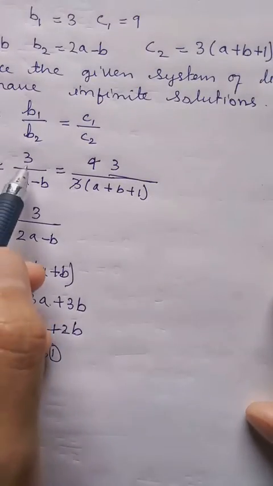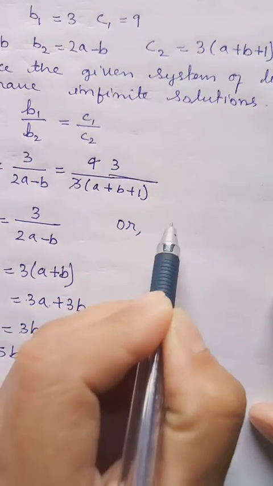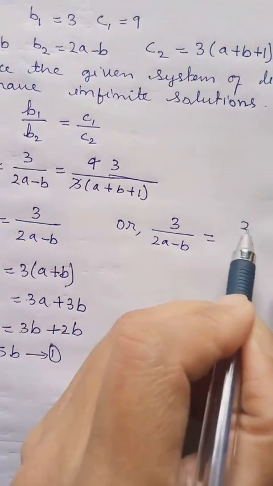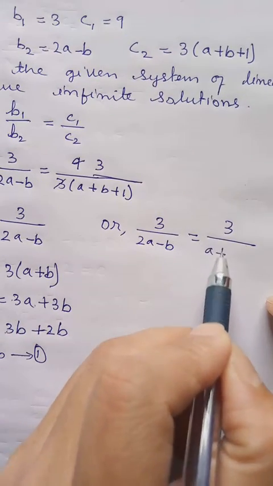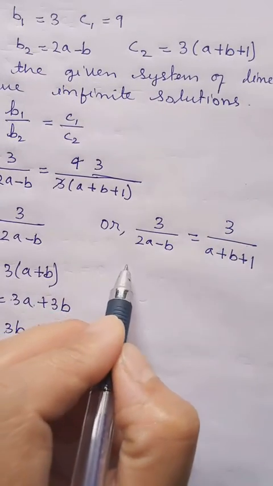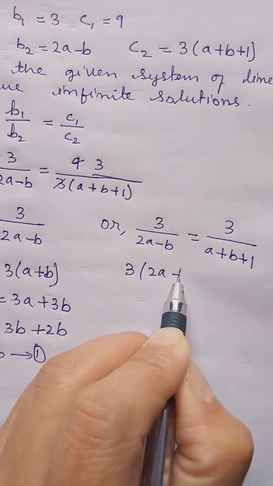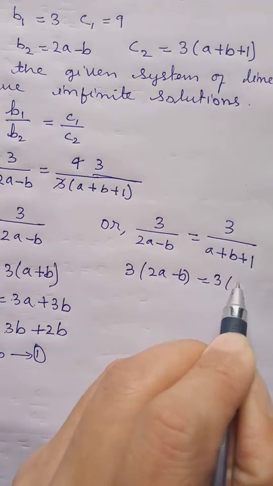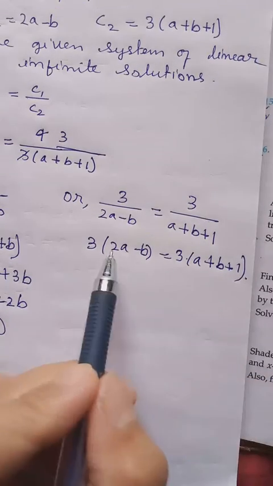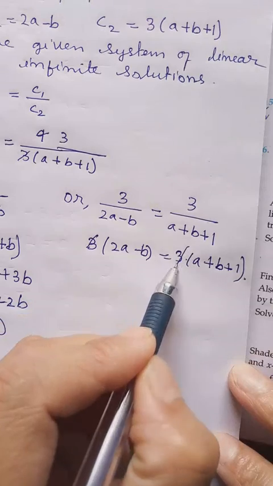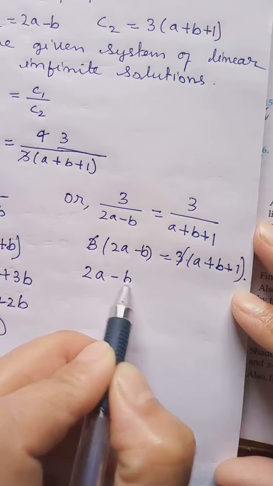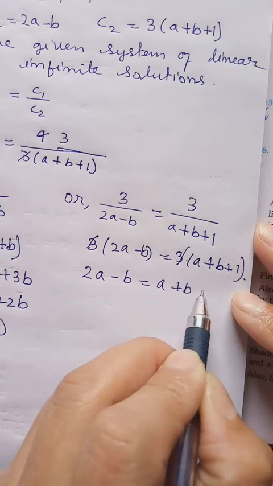Then now let us take the second part. We have 3 by 2A minus B equal to 3 by A plus B plus 1. Here also we have fractions, so let's cross multiply. We have 3 times 2A minus B, then 3 times A plus B plus 1. Here we have 3 into this, 3 into this, so 3 and 3 we can divide, 3 divided by 3 is 1. So 2A minus B equals A plus B plus 1.